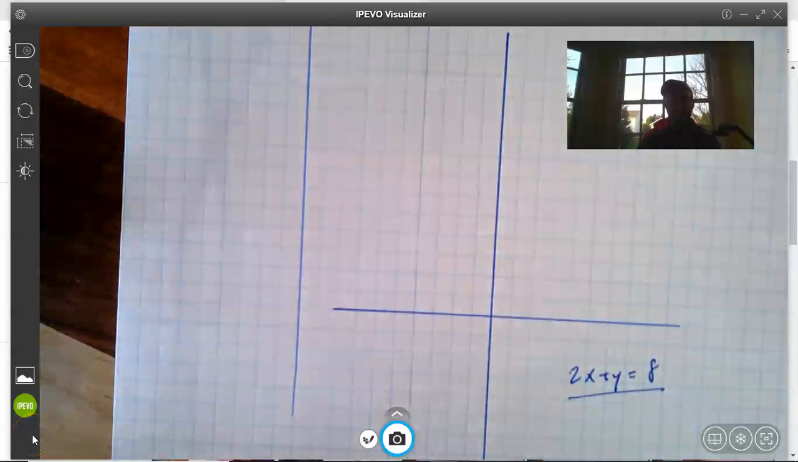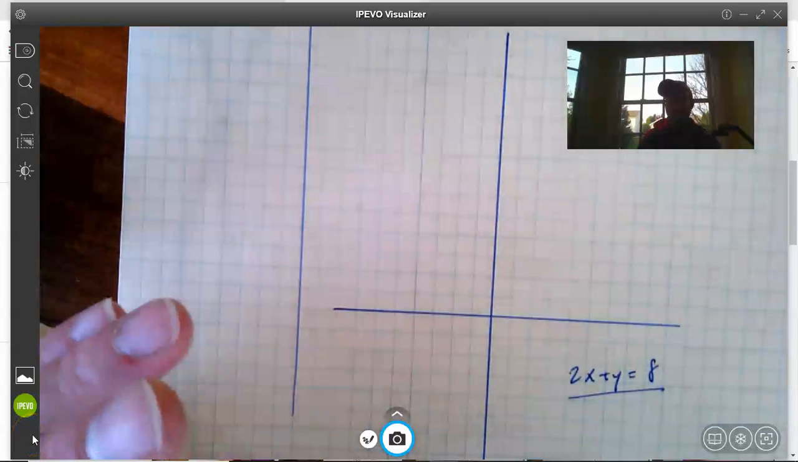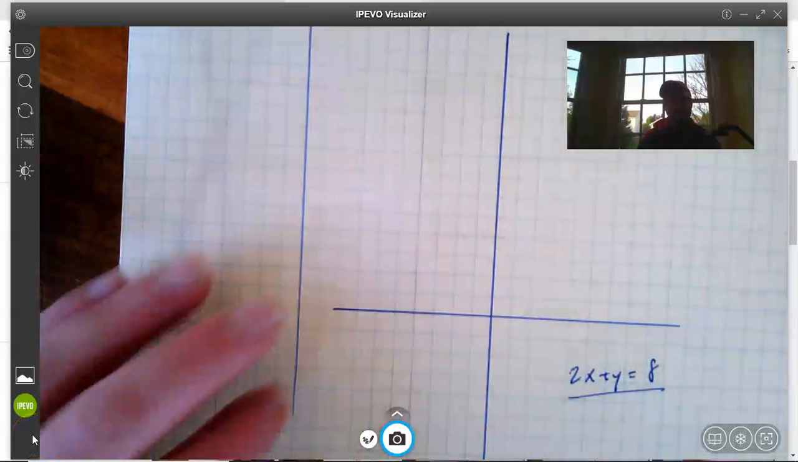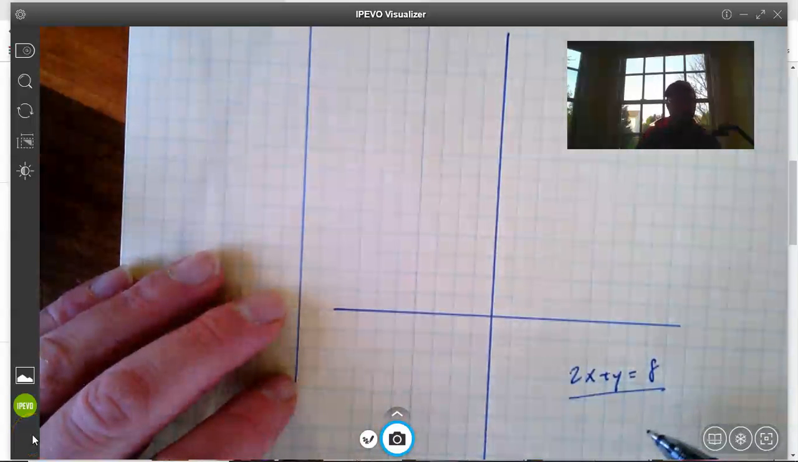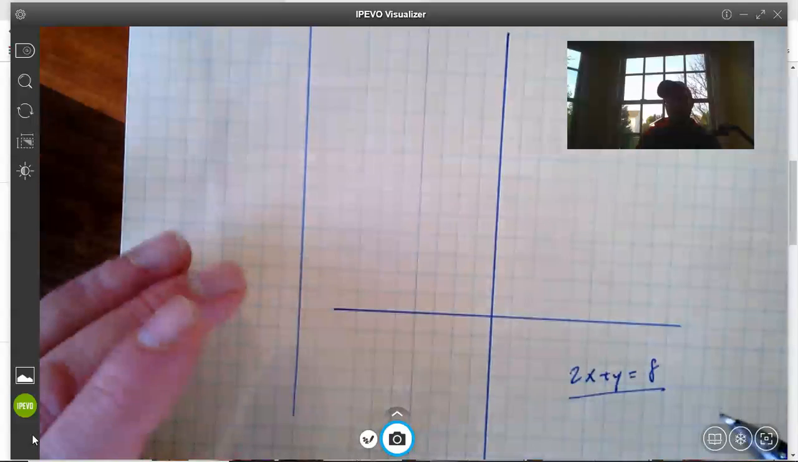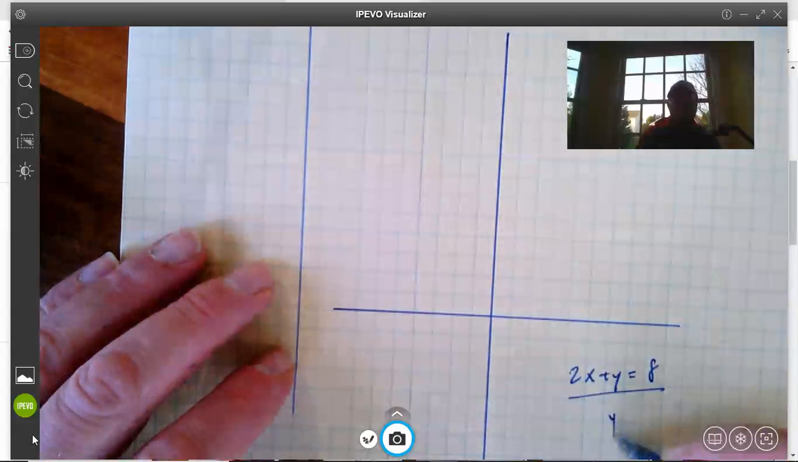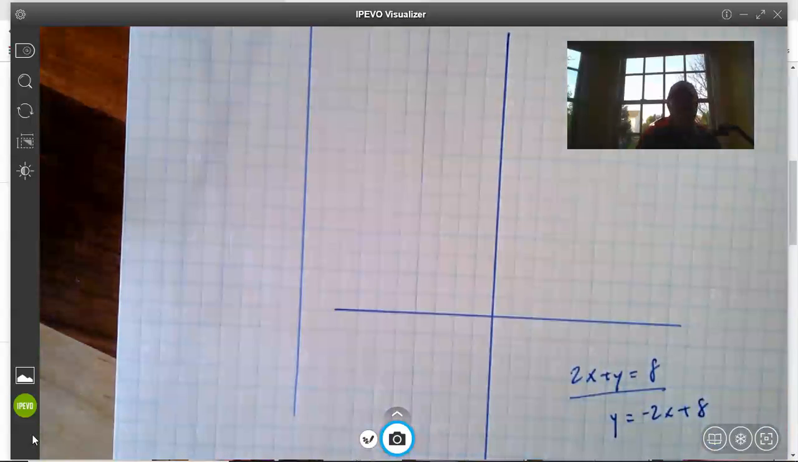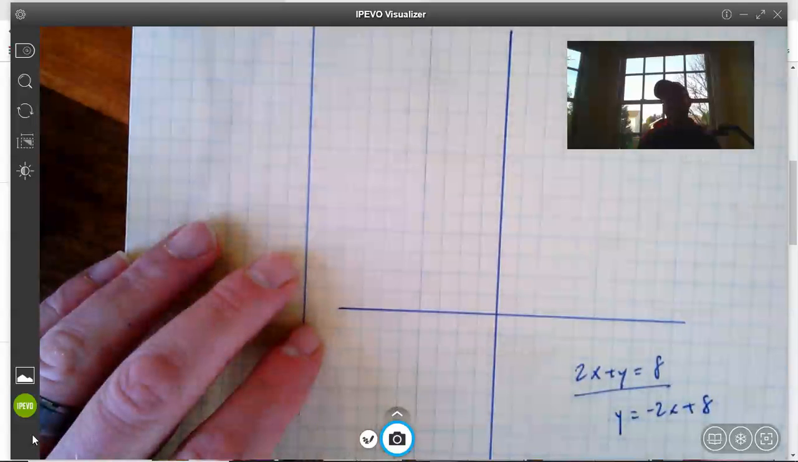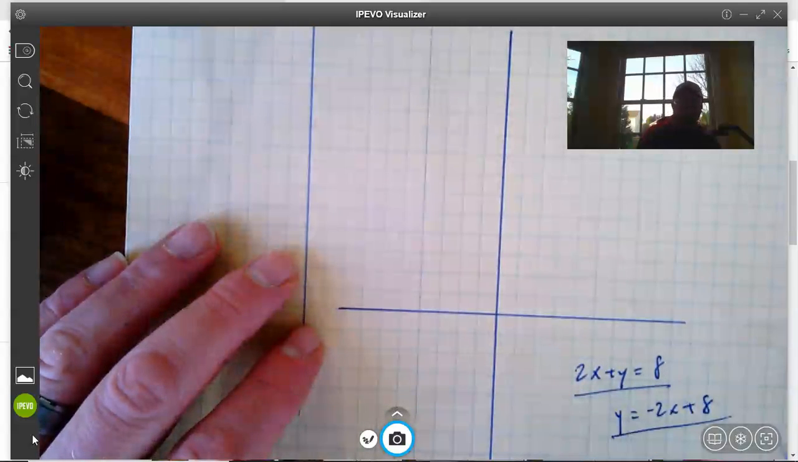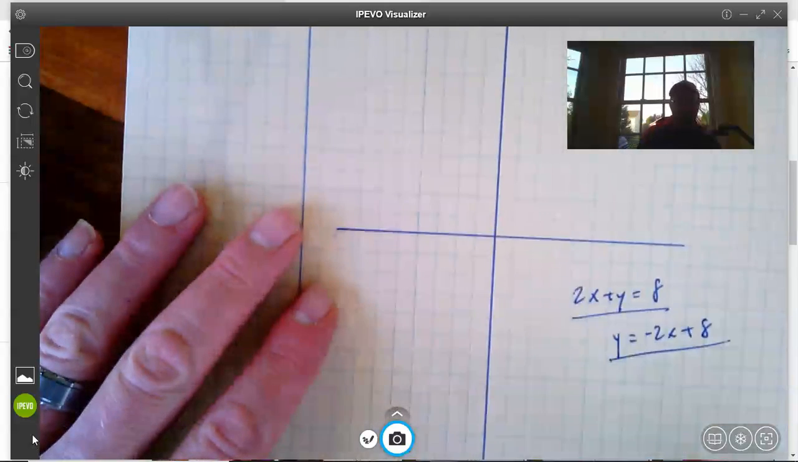All right, we have the line 2x plus y equals 8. We need to graph that. Remember, there's two different ways we can graph this. One is we can start out by just putting it in slope-intercept form. So we've got the x over on the other side here. y equals negative 2x plus 8. And now it's in slope-intercept form. So that's one way. The other way is we can find the intercepts.